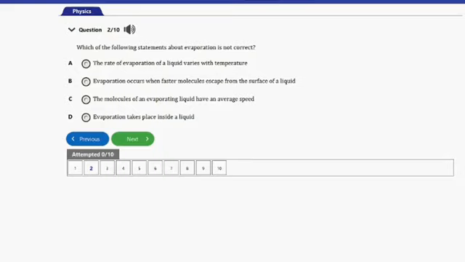The odd option here is option D. Actually, evaporation occurs when faster molecules escape the surface of a liquid. The rate of evaporation of a liquid also varies with temperature, and the molecules of an evaporating liquid have an average speed. But evaporation does not take place inside the liquid. Rather, it takes place as the molecules escape the liquid. And that's it for this question.